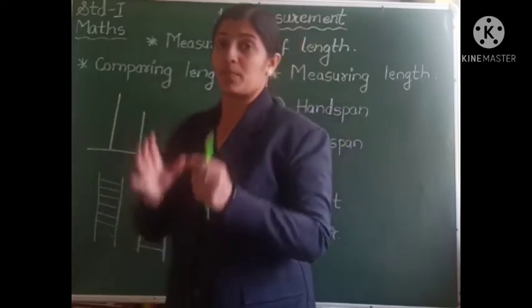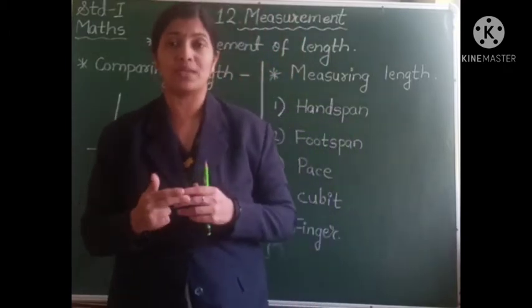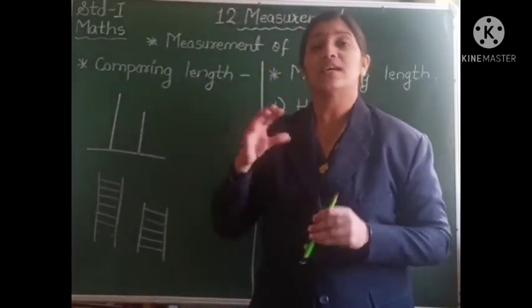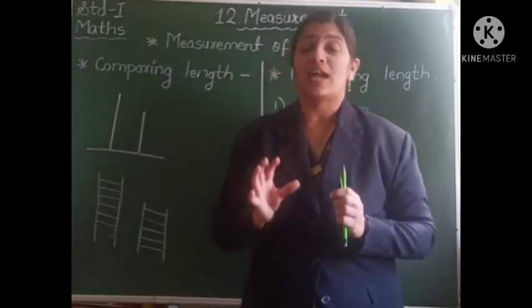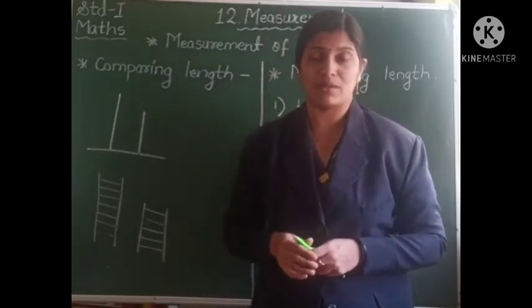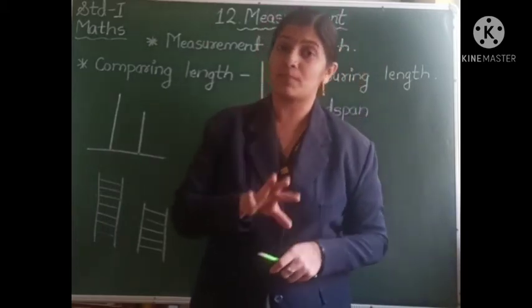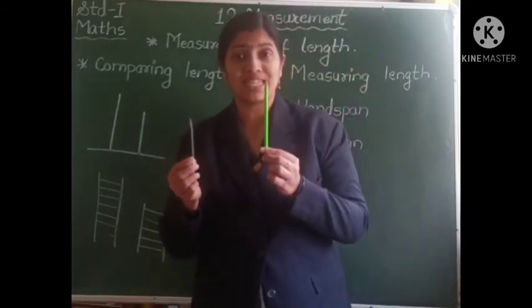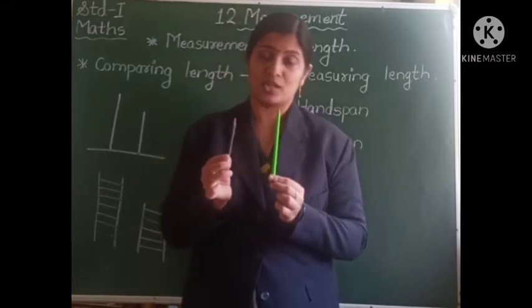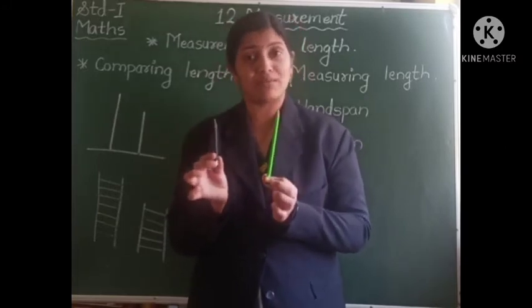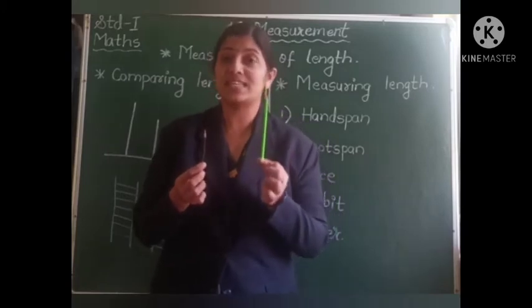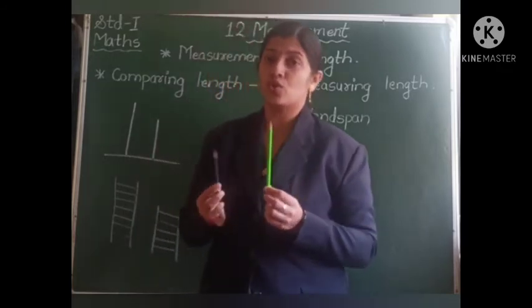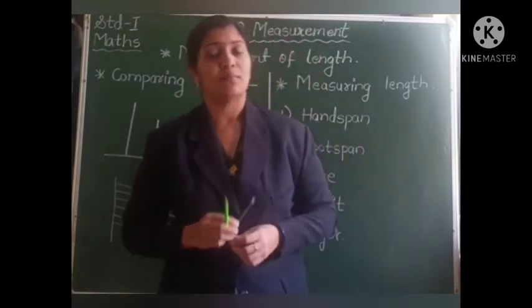In this subtopic, measurement of length, we have two more topics, that is comparing length and then measuring length. So students, comparison is done when at least two objects are available. If one object is available, we cannot compare it with another. Here you can see I have two pencils with me. One is green in color and the other one is black. Since I have two objects, we can easily identify that this green pencil is taller and this black pencil is shorter. So I can easily compare between these two pencils.